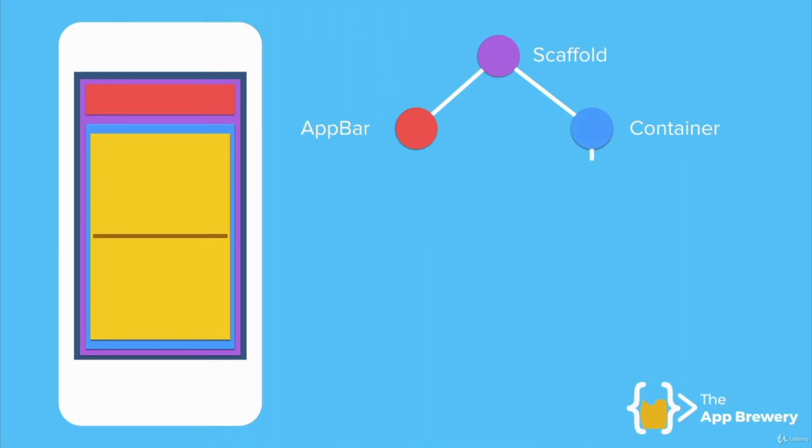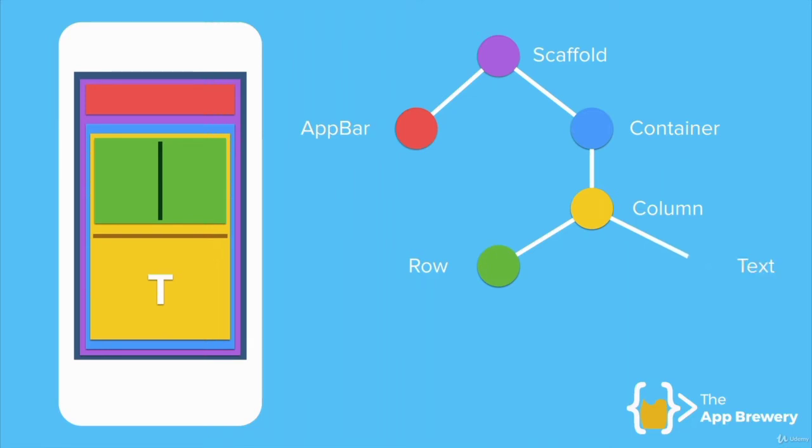Now, the container is going to have a column. So this is a column. And so now we can put widgets inside the column that stack vertically. So for example, the first thing I might put into my column at the top is a row. And the second thing is I might put in a piece of text. So now I have a column with two items, two widgets, a row at the top and some text at the bottom. Now I can go deeper into my widget tree, and in my row, I'm going to add some text and an icon.